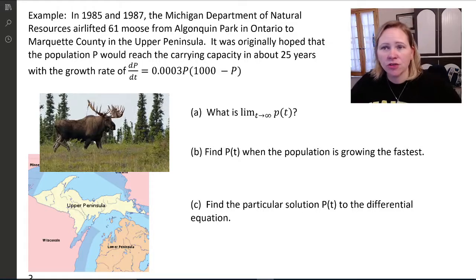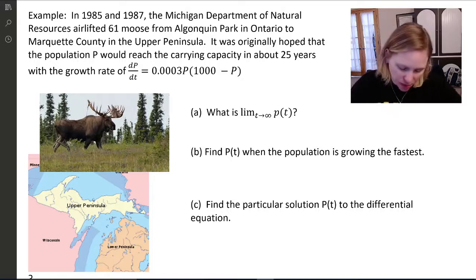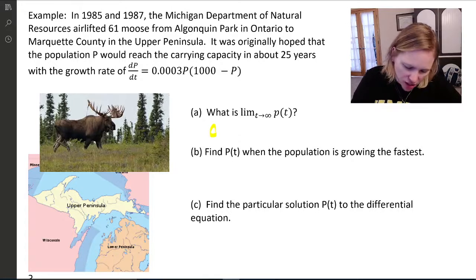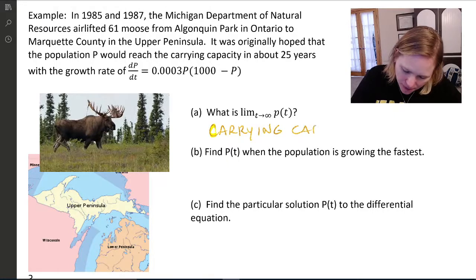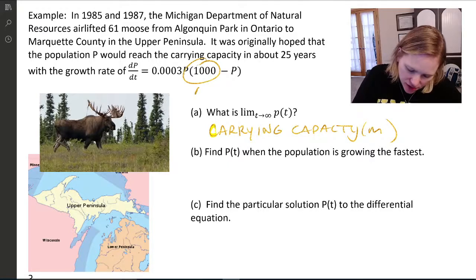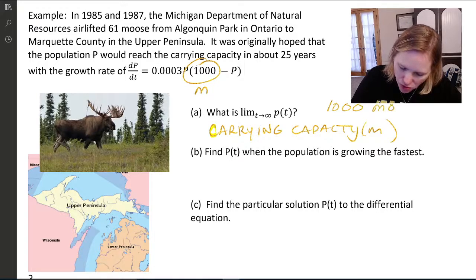All right, let's answer a few questions. Question A, what is the limit as t approaches infinity of the population? This is asking for the carrying capacity. In other words, M. All right, this is M. 1,000. 1,000 moose.